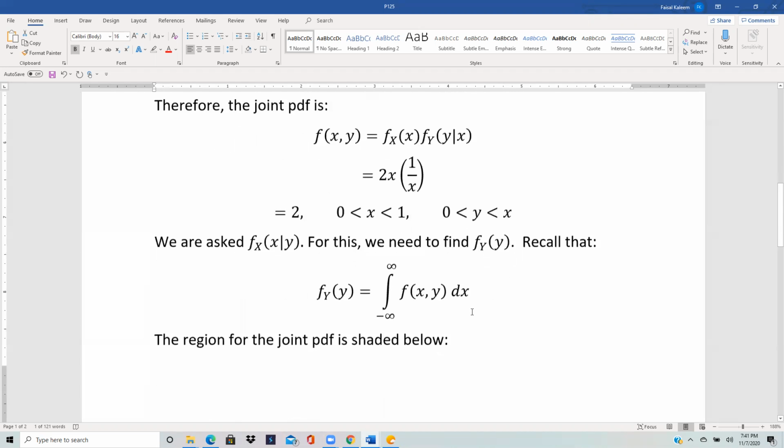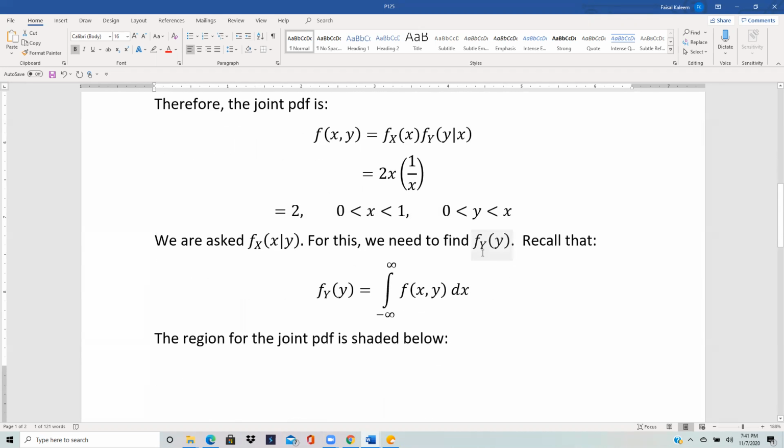So now recall the marginal density of y is found by integrating the joint PDF with respect to x. Similarly, remember that we did it in an earlier problem where we had to find the marginal density of x, f_X of x. That's found by integrating the joint PDF with respect to y. So whichever marginal density you need, you integrate the joint PDF with respect to the other variable.